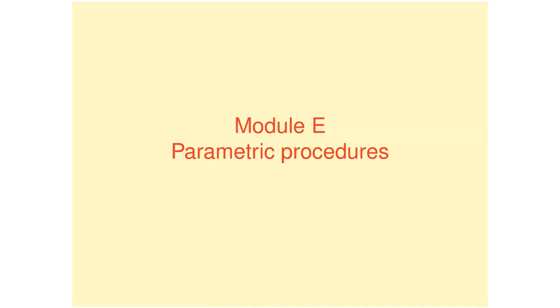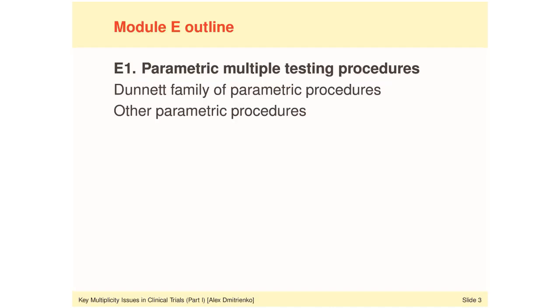Module E, Parametric Procedures. In this module, I'm going to introduce the class of parametric multiple testing procedures, which means procedures that are based on specific distributional assumptions. They're used in multiplicity problems arising in clinical trials with a known joint distribution of the hypothesis test statistics, and the first commonly used parametric procedure was introduced by Dunnett back in his seminal paper in 1955.